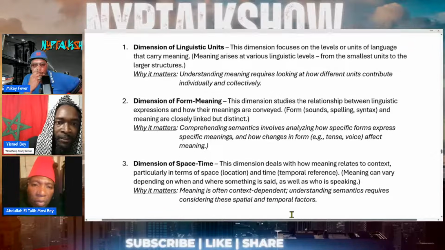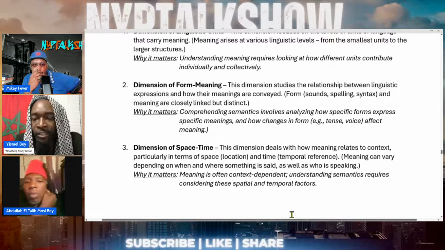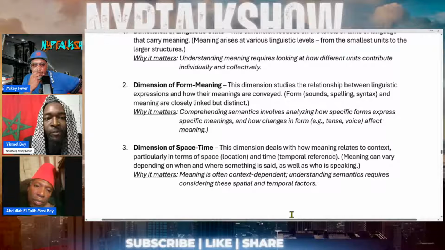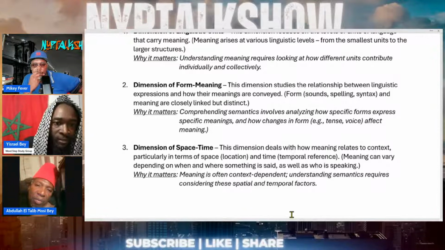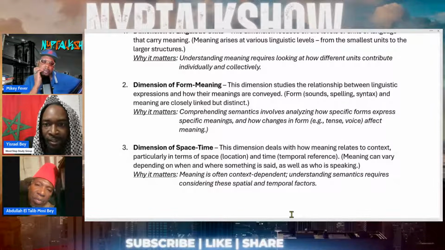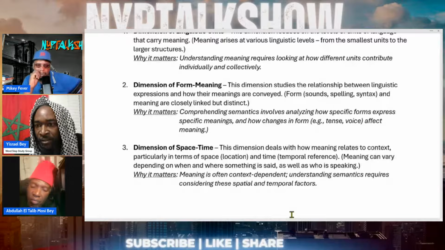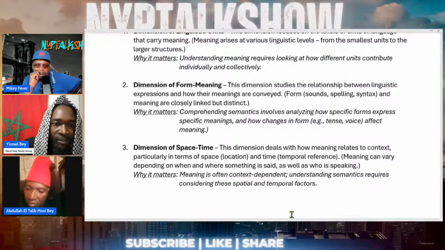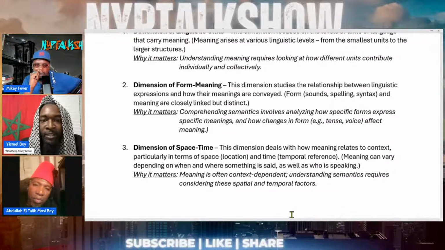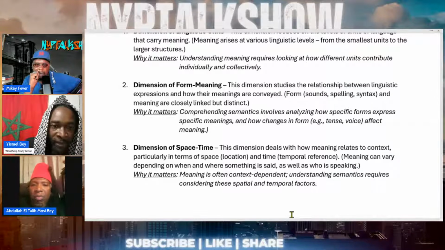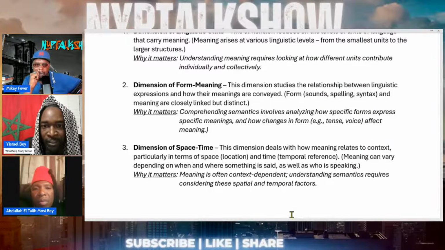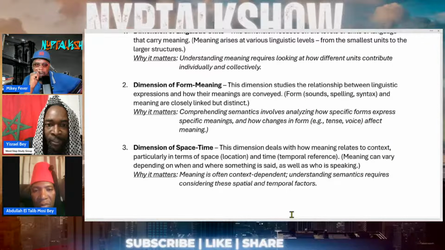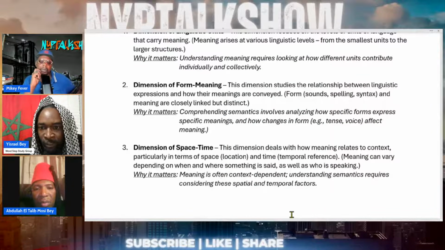Dimension of form meaning. This dimension studies the relationship between linguistic expressions and how their meanings are conveyed. Form, sound, spelling, syntax, and meaning are closely linked but distinct. Why it matters? Comprehending semantics involves analyzing how specific forms express specific meanings and how changes in form, e.g. tense, voice, affect meaning.